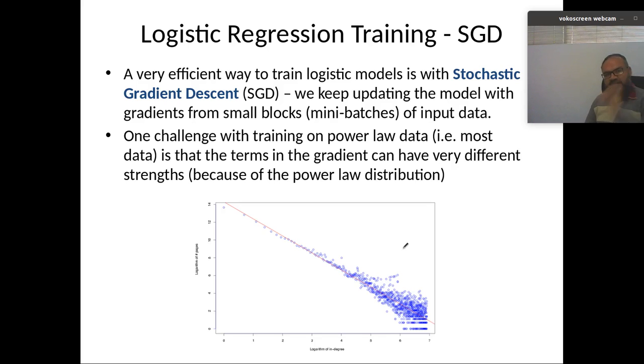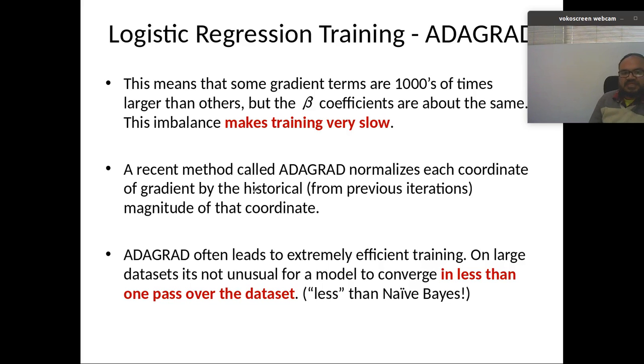The training of logistic regression can be done using stochastic gradient descent, which is a very efficient way to train logistic models, where we keep updating the models with the gradient from small blocks or mini batches of input data. One challenge with training on power law data, which most practical data is, is that the terms in the gradient can have very different strengths because of the power law distribution. This means that some gradient terms are thousands of times larger than others, but the beta coefficients are about the same. It shouldn't change much, so this imbalance makes training very slow, which means we would need more steps to reach an optimal value of beta.